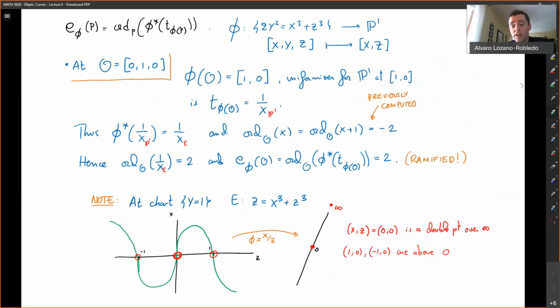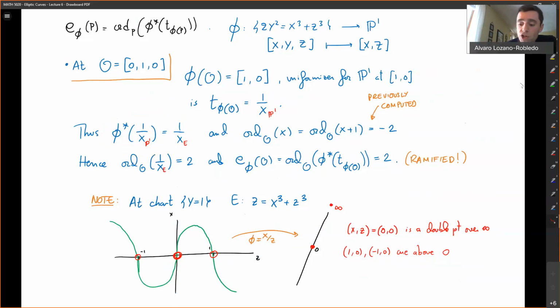So what happens at infinity? At infinity, algebraically, you can just do the same way. So you take phi of O. Phi of O goes to 1, 0, which is the point at infinity at P1. And for P1, the points A, 1, the uniformizer is X minus A. So what is the uniformizer at infinity? It's going to be 1 over X. Okay, so 1 over X vanishes at infinity to order 1. And when I send it through phi star, I get 1 over X on the elliptic curve.